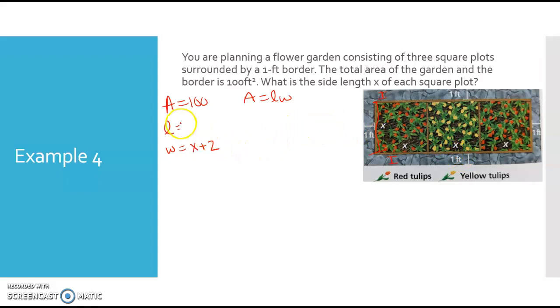All right, so with my length, I also have 1 foot on both sides, right? So I'm going to add 2 to it. But the difference is on my length, I go all the way across, right? So that's 1, 2, 3 x's. And so this is going to be a 3x plus 2. So then we're going to plug in to our equation. We're going to get length, 3x plus 2, times width, x plus 2, equals 100.